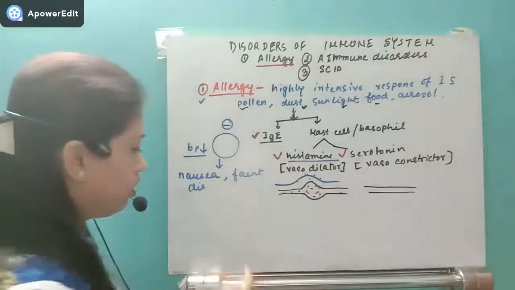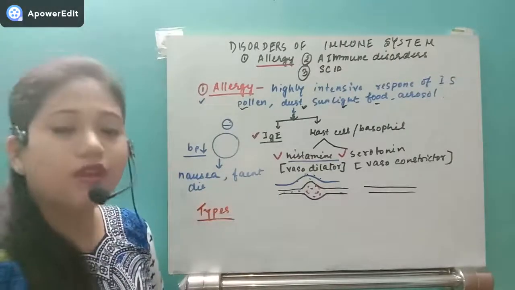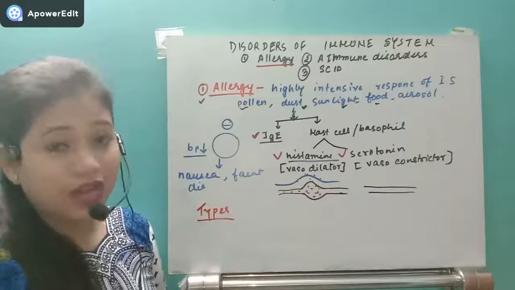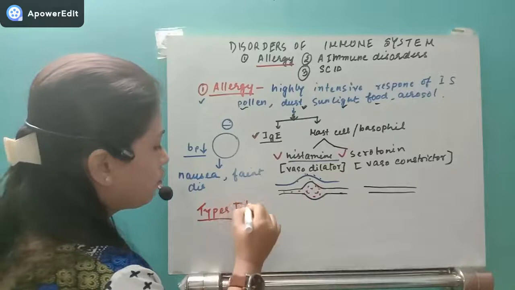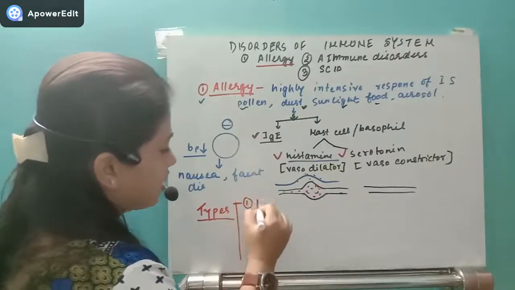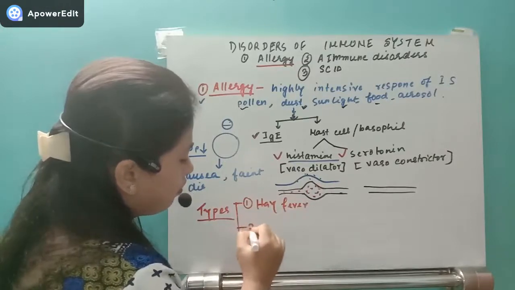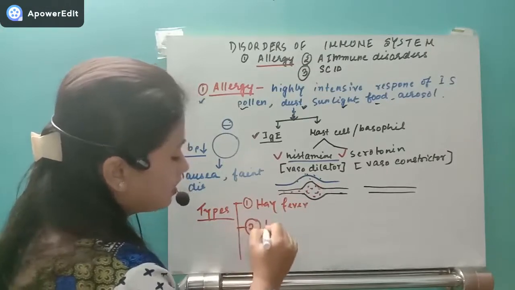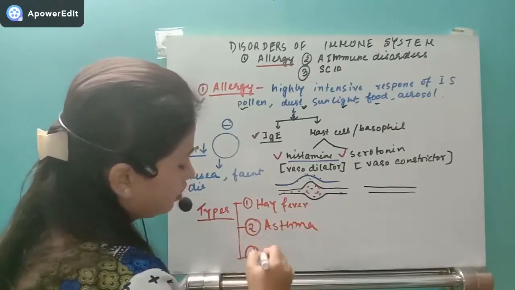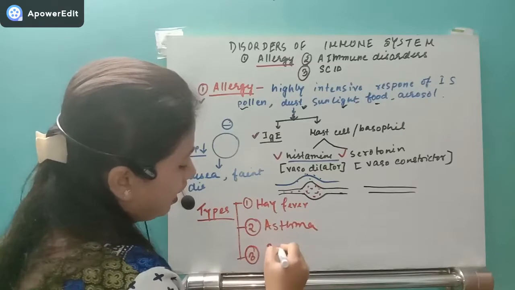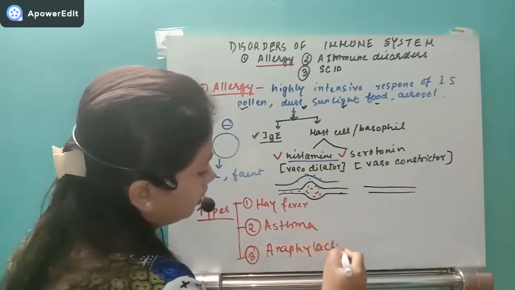Now we should know the different types of allergy we have, right? What are the different types of allergic reaction one individual can experience? See, these are very common. First one, suppose, is hay fever. Hay fever is very common. Second type of allergic reaction is asthma. Okay, and the third type of allergic reaction is known as anaphylaxis or anaphylactic shock, right?